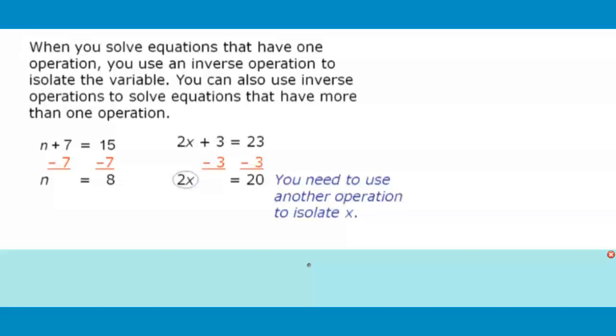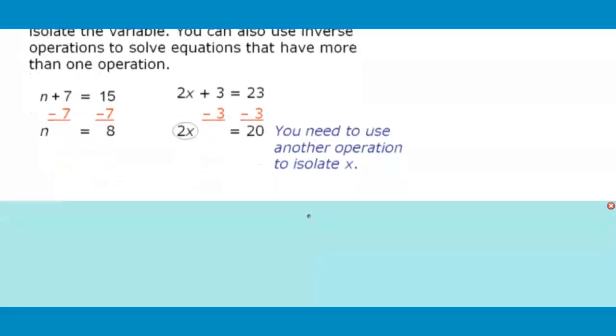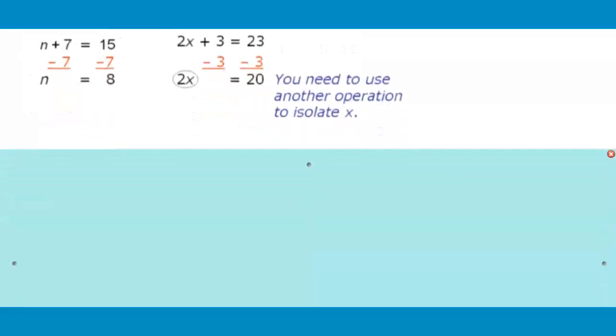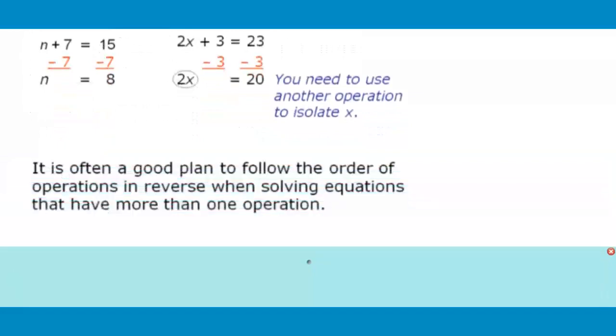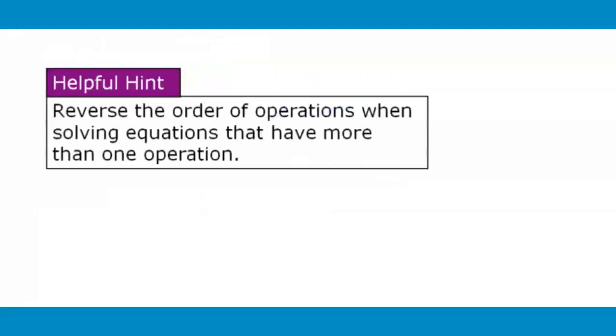So when you have more than one operation, we can use these inverse operations also to solve equations that have more than one operation. What's important here, though, is the order in which we do things. So what we're going to do is go backwards through the order of operations. We're undoing things, so it makes sense to undo things by reversing, by going backwards through the order of operations. So again, reverse the order of operations when solving equations with more than one operation.